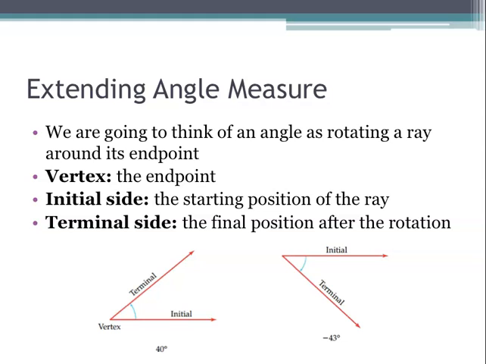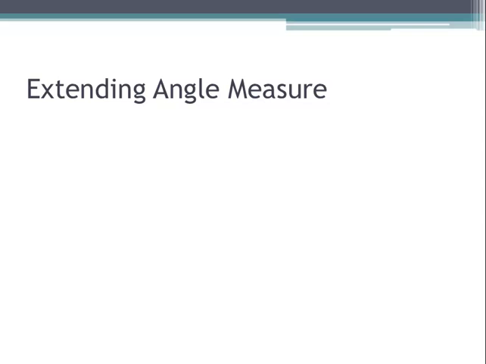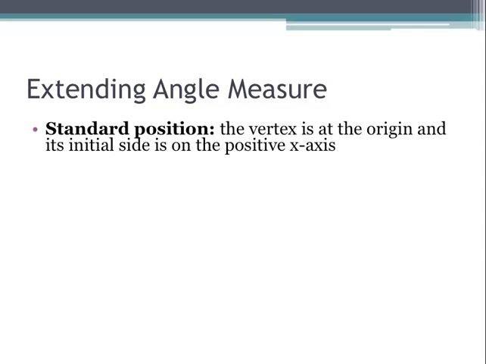Okay, a couple more things before we get into what radians are, but as we continue with this definition. As we continue to work through this chapter, through this unit, we're going to be using what we call standard position. So standard position is when the vertex is at the origin and the initial side is on the positive x-axis. Okay, so standard position is when the vertex is at the origin and its initial side is on the positive x-axis.